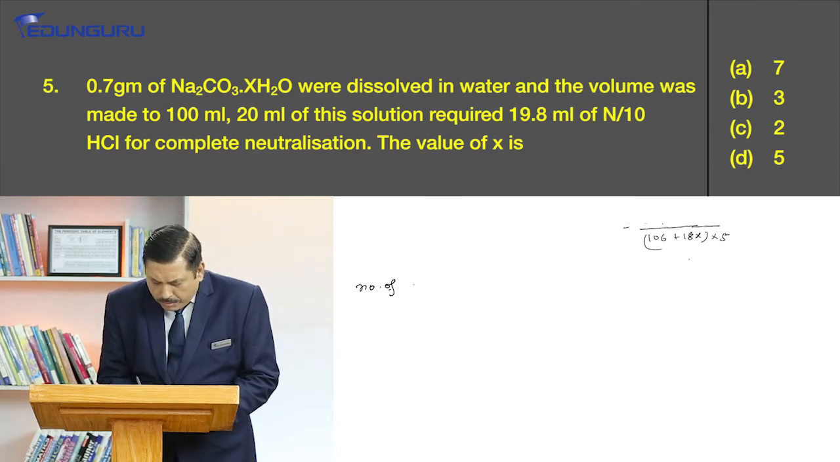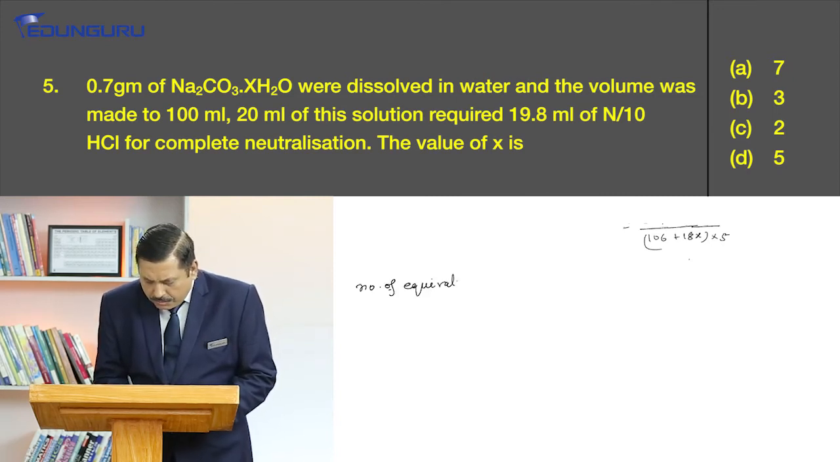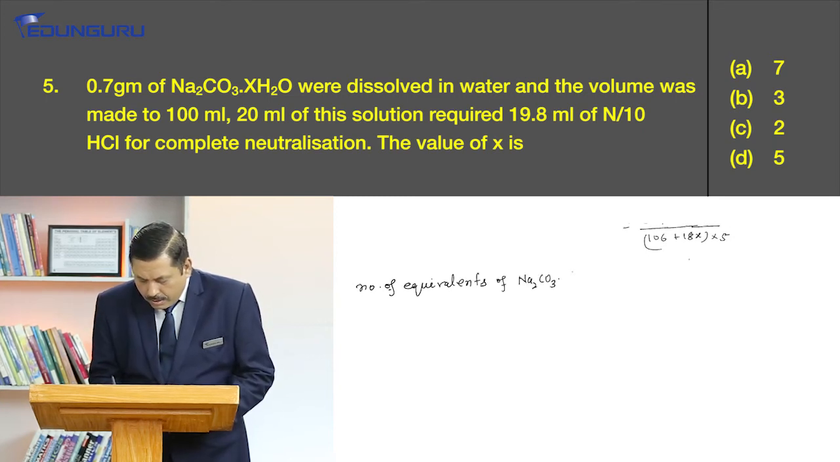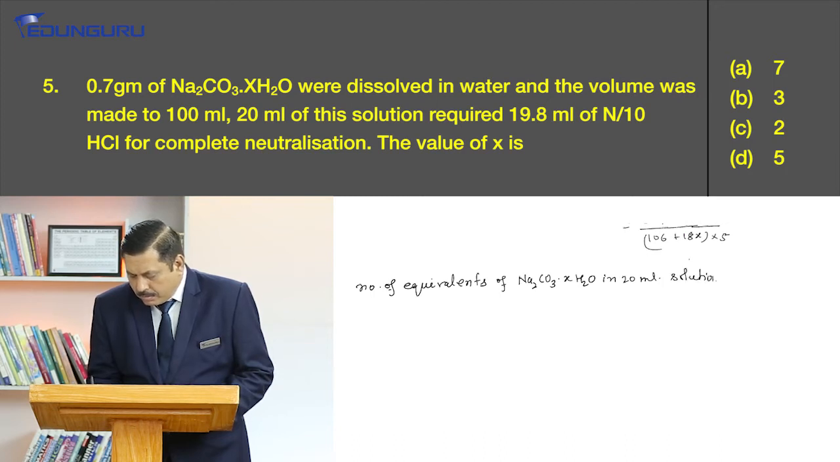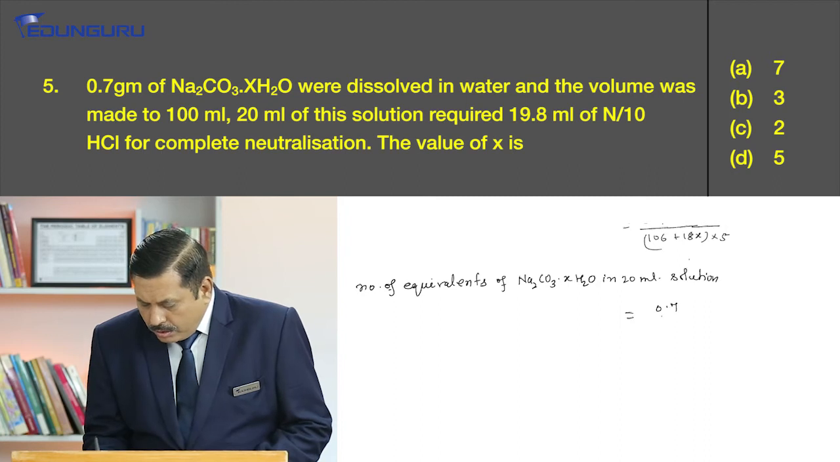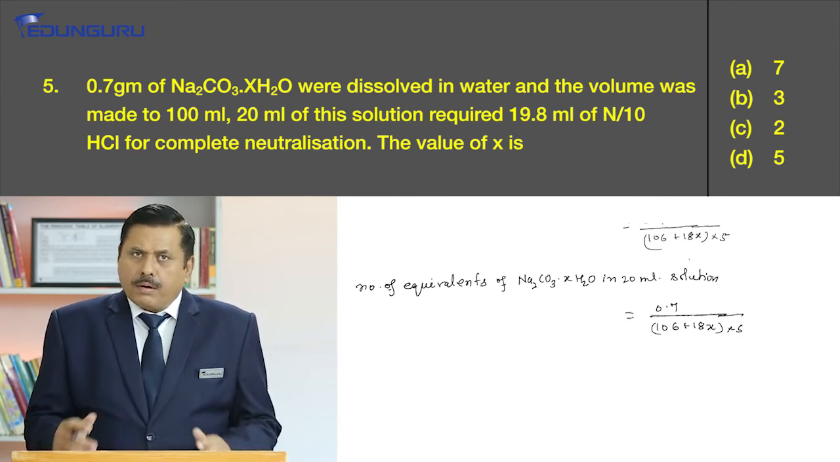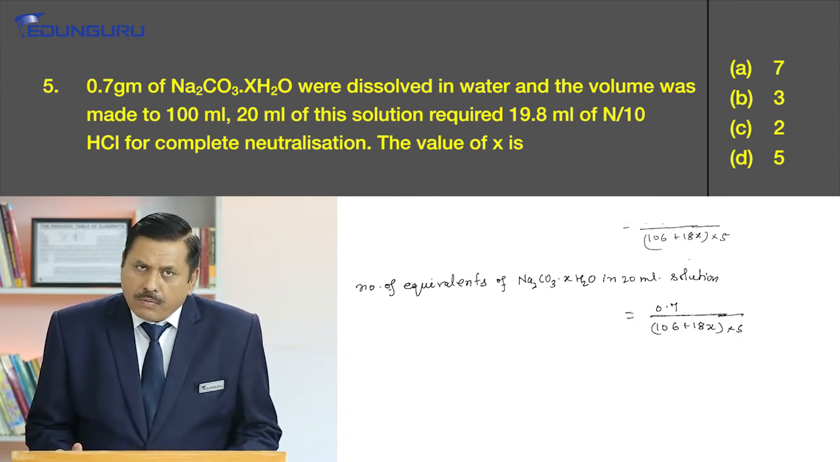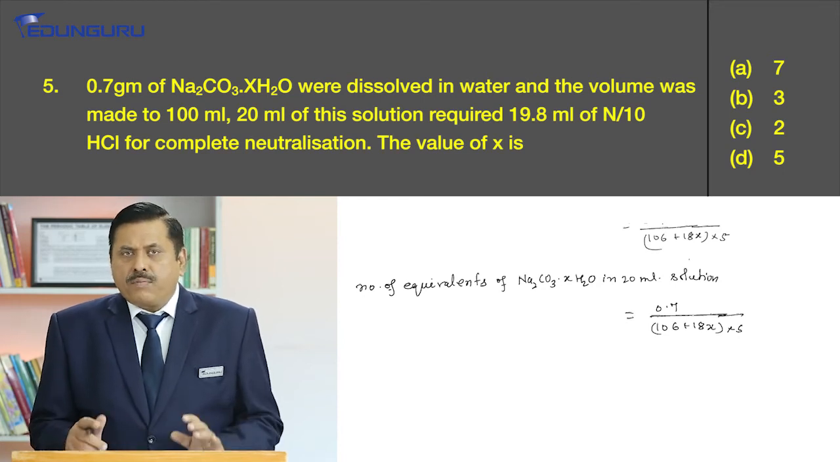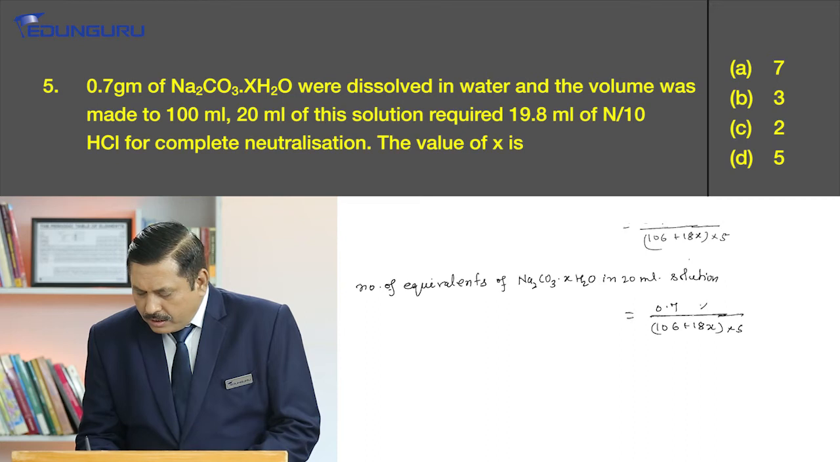So the number of equivalents of Na2CO3·xH2O in 20 ml solution is equal to 0.7 upon 106 plus 18x into 5. These are the number of moles, and the number of equivalents, we know, is number of moles into n factor, and the n factor in this case is 2. So this is multiplied by 2.